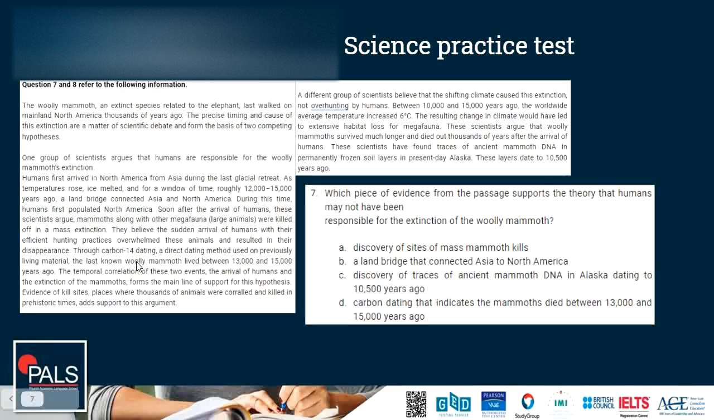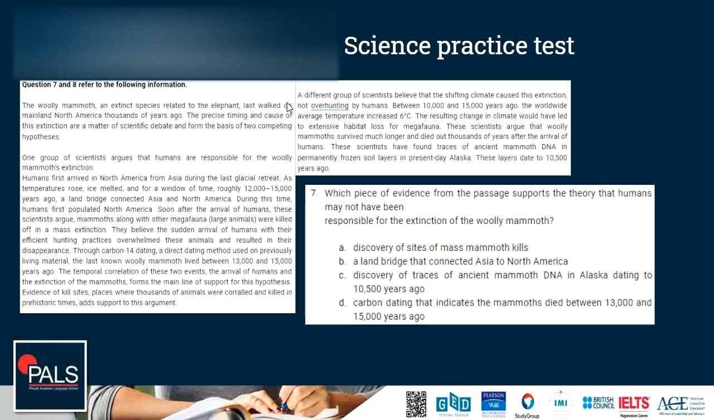Through carbon-14 dating, a direct dating method used on previously living material, the last known woolly mammoth lived between 13,000 and 15,000 years ago. The temporal correlation, the similarity in time, of these two events, the arrival of the humans and the extinction of the mammoth, forms the main line of support for this hypothesis. Evidence of kill sites, places where thousands of animals were corralled and killed in prehistoric times, adds support to this argument.